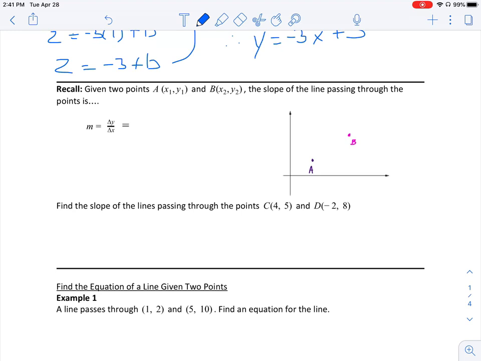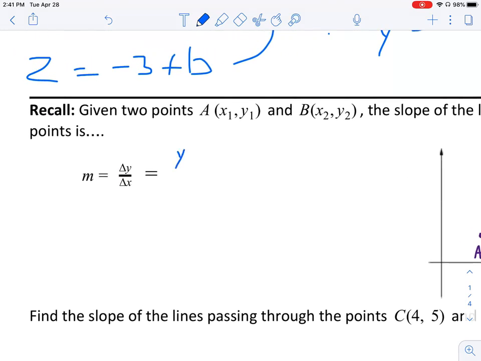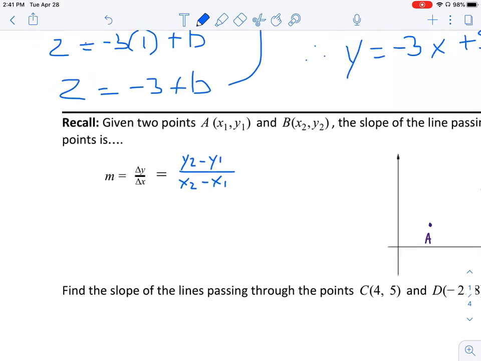So given 2 points, A and B, labeled as A has a coordinate of x and y, or x1, y1, and B has a coordinate of x2, y2. The slope of the line passing through the points can be written as the change in y over the change in x, which we know to be y2 minus y1 all over x2 minus x1.